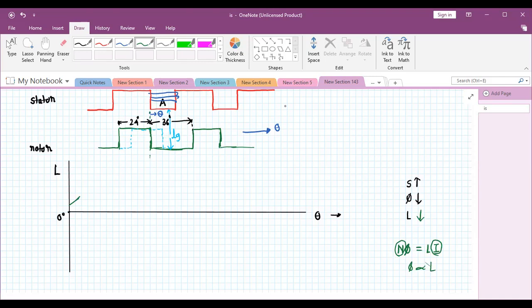Decreasing. Yes, inductance is increasing. Why? Because now see here, again the iron portion is coming. See this particular area. Now the iron is there, so the air gap is less. After that your reluctance is reducing, so flux is increasing, so inductance is increasing. So when this blue dotted position is coming, it means your inductance is increasing.